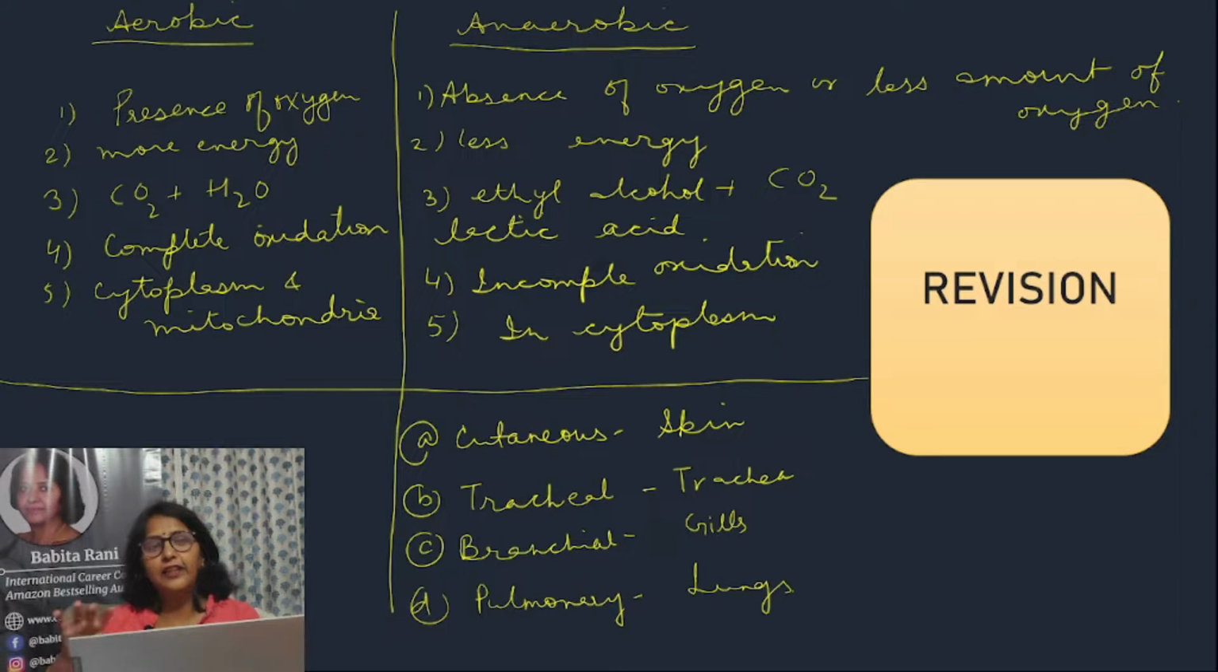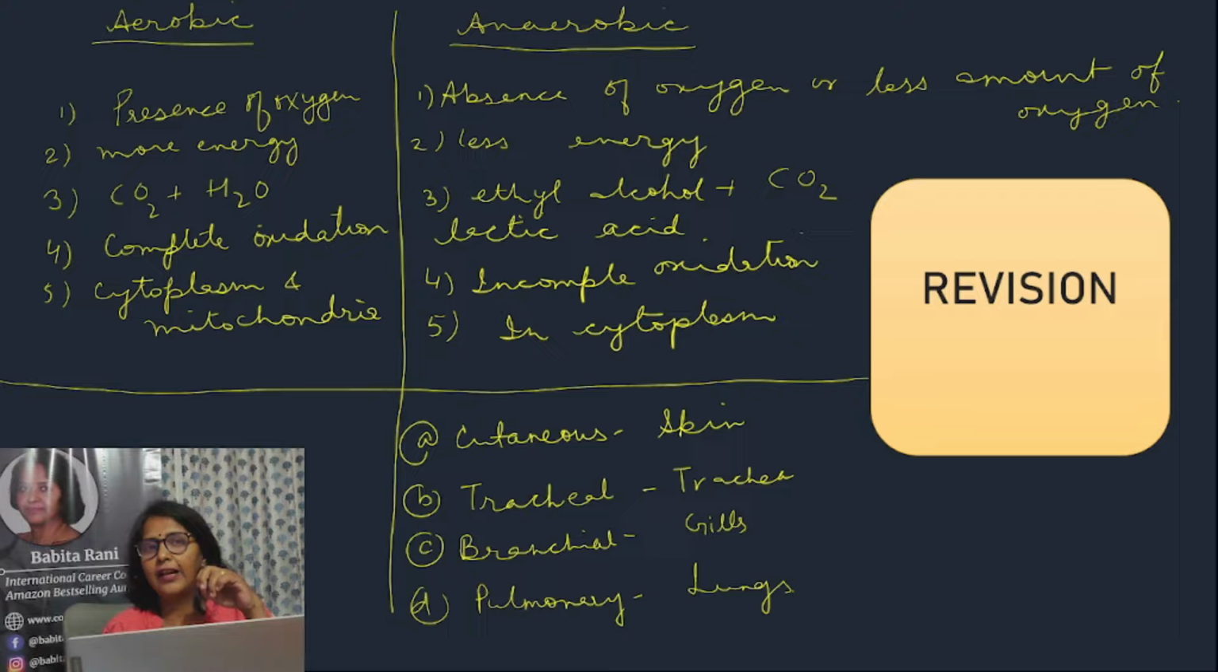So we studied the different types of respiration in the last class on the basis of difference. There were two different bases. One is on the absence and presence of oxygen, and the other was based on the organ which was being involved in the respiration. So on the presence and absence of oxygen, we have two different types of respiration. One is aerobic respiration, the other is anaerobic respiration.